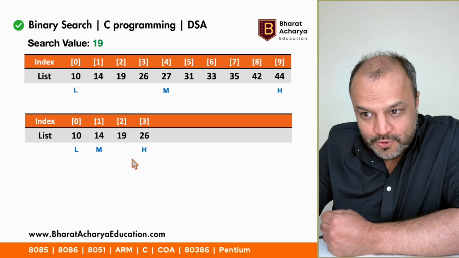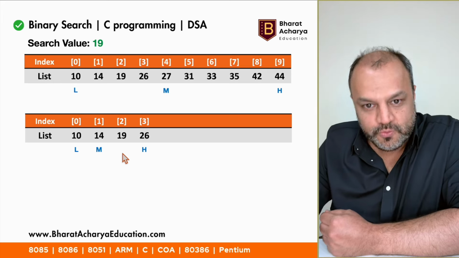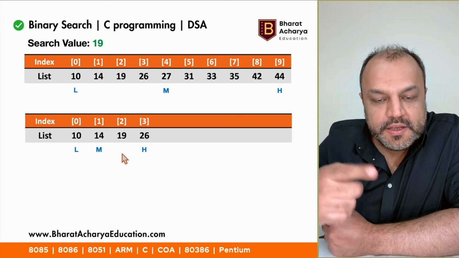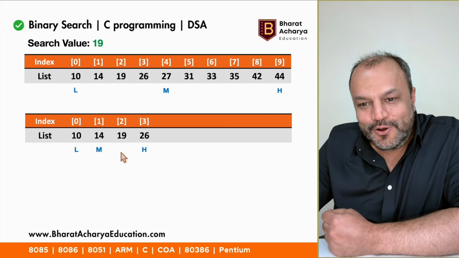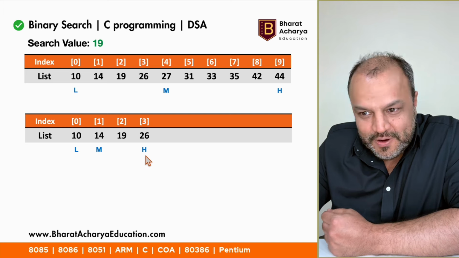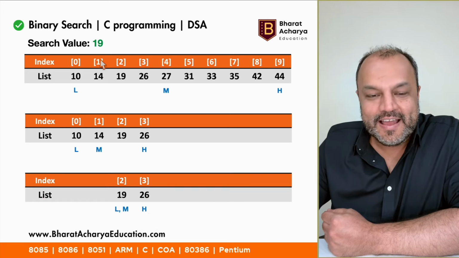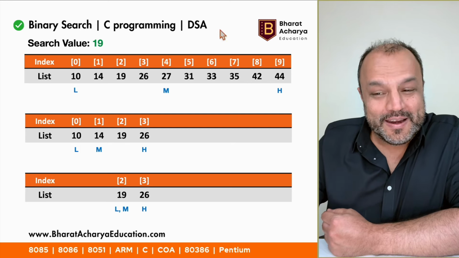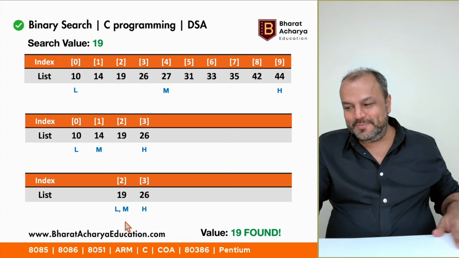So low will be 2. High will be 3. M will be 2 plus 3, 5 divided by 2 is 2.5. That is 2. Okay, now every time I want to do the calculation, I won't say the calculation. By now you can do it orally. So low and M both will be element 2 and high will be element 3. I want to look for 19. You'll compare it with M. M is 19, value is found. Tell me, did you understand?